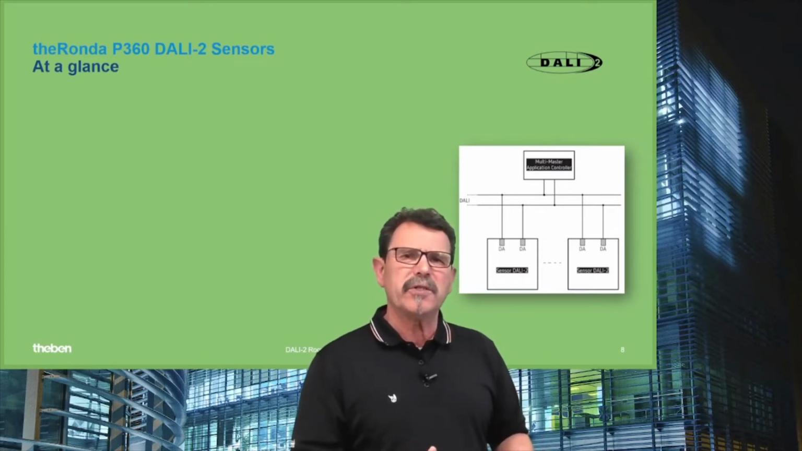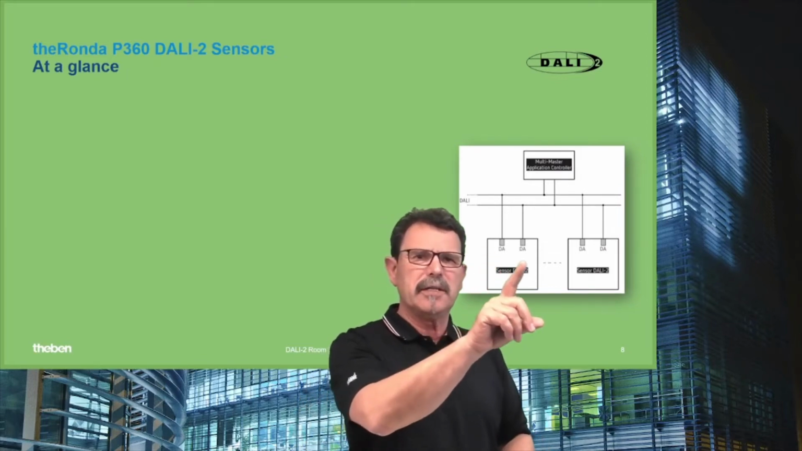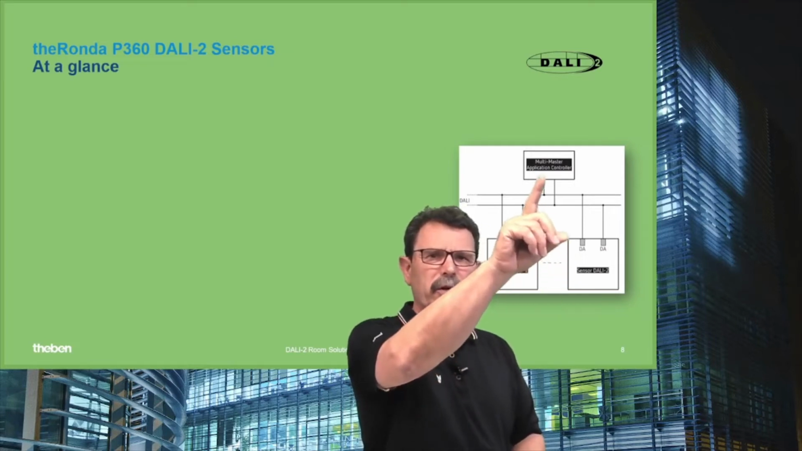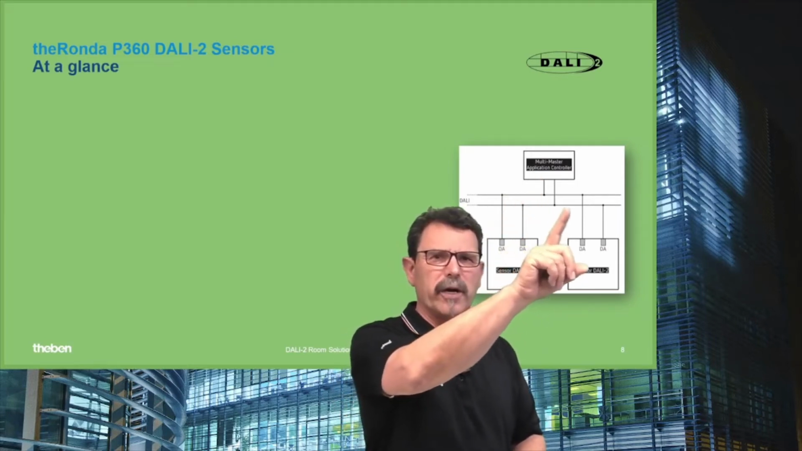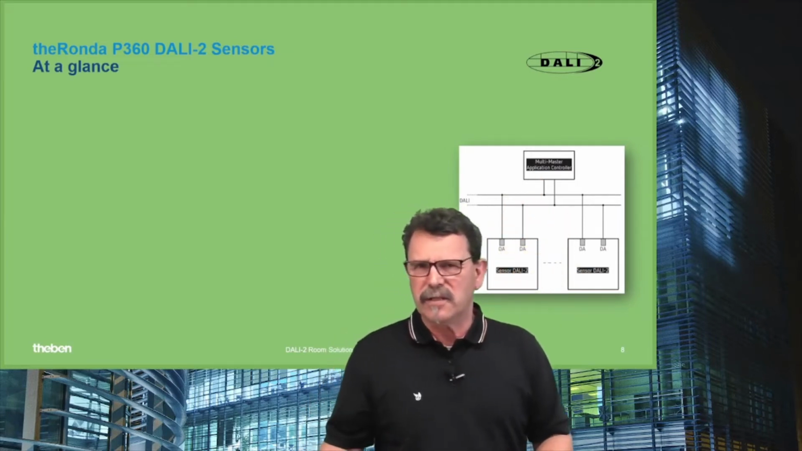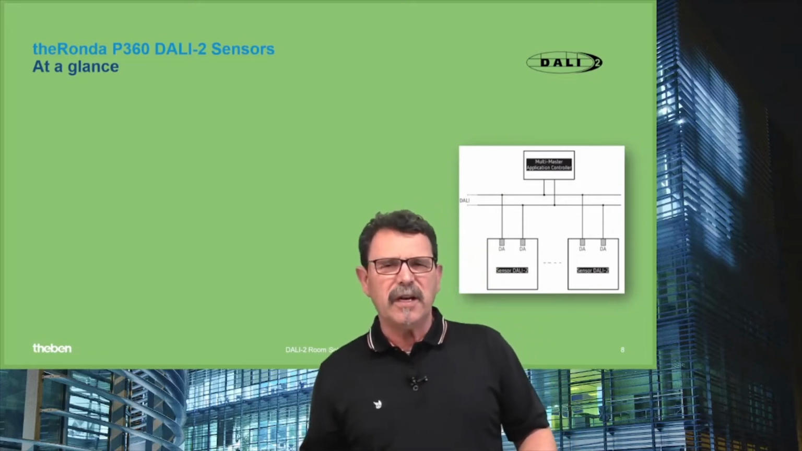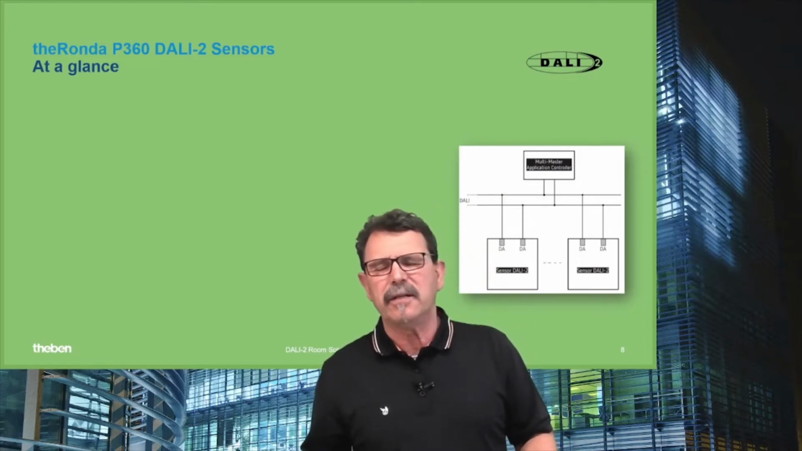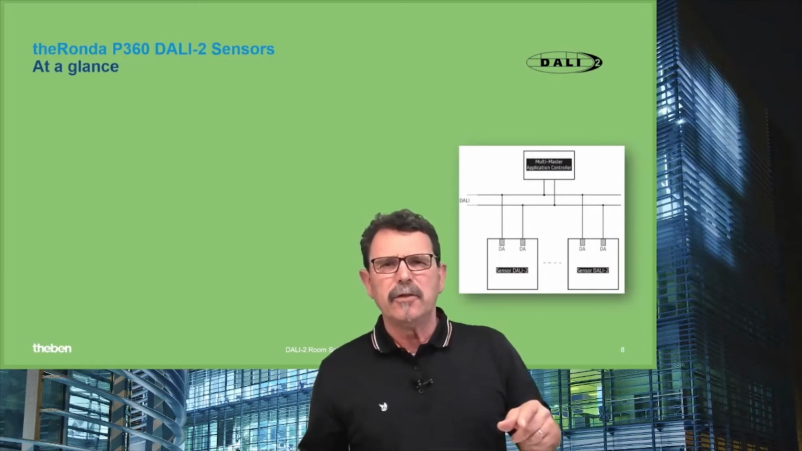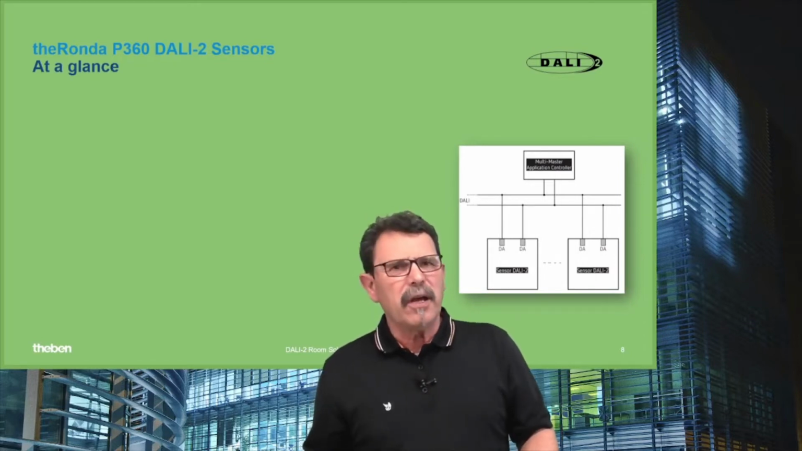So when it comes to sensors, you discover here an example, sensor 1, sensor 2. We do have here a master sensor. You see how the wiring looks like. You just loop the DA, which means DALI, communication wires. You loop it just in the system and that's it.